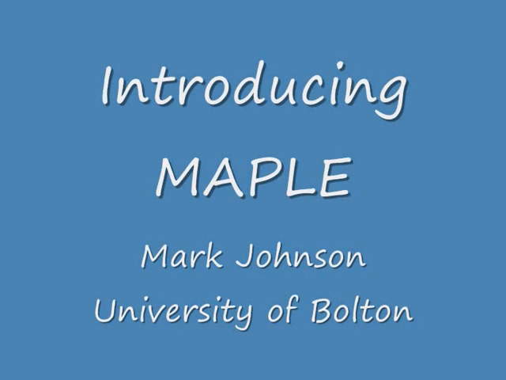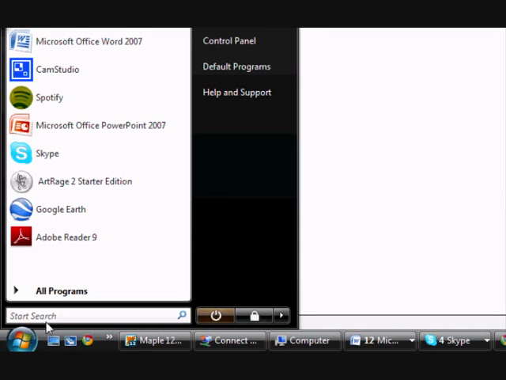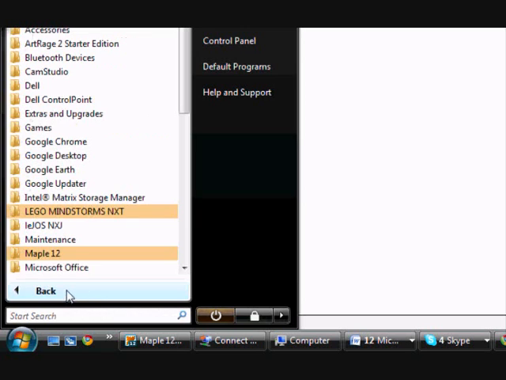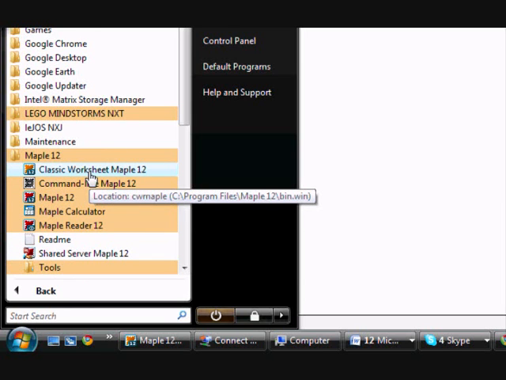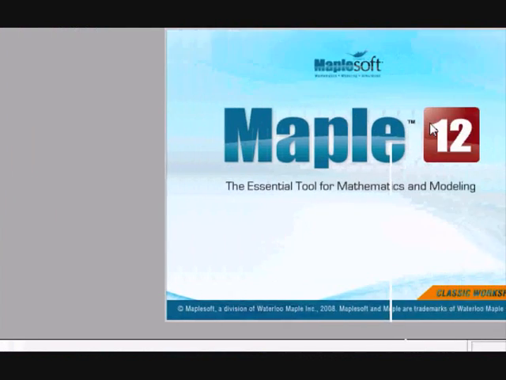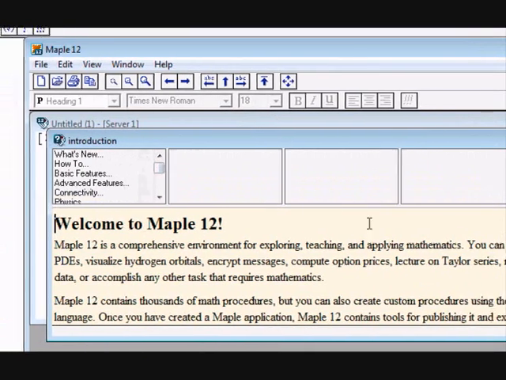Hello, this is an introductory tutorial to the Maple maths programming system. I'm just going to take you through a few simple exercises to get you used to the Maple system. I'm just launching Maple here, and you can see I'm going to Maple 1.12 and I'm using Classic Worksheet Maple. Don't use the other one. And this is what you see when you launch Classic Worksheet.